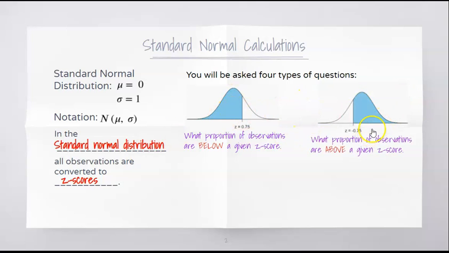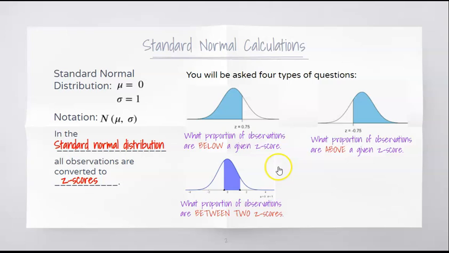Okay, so then you could be asked, what proportion of observations are above a given z-score? So we would shade to the right. You could be asked, what proportion of observations are between two z-scores? So they would tell you that, and you would find that area between the two values. And then lastly, they would give you the area, and you would have to work backwards to find the z-score that designated that area. So I'm going to show you how to do this.